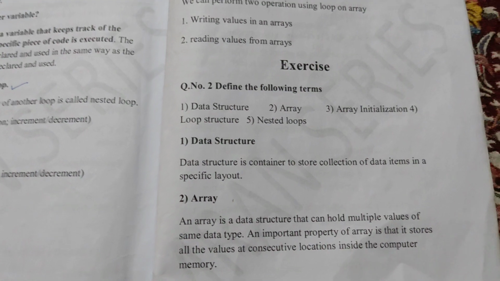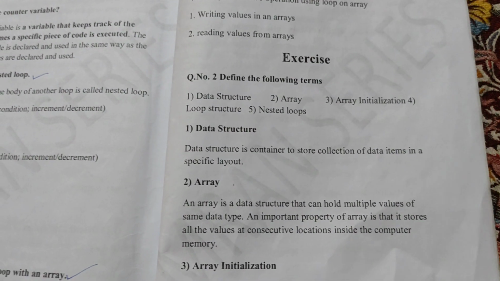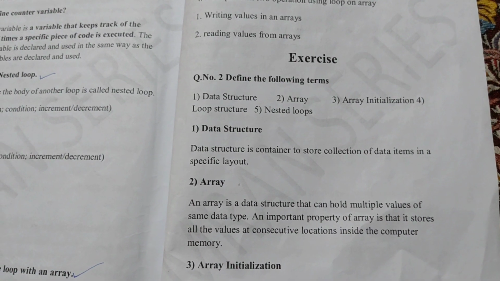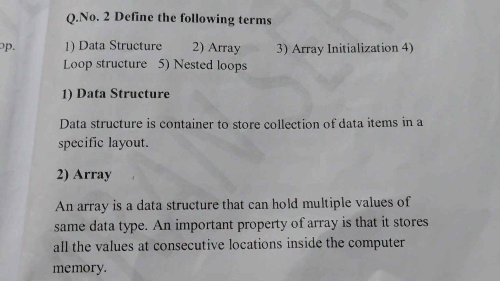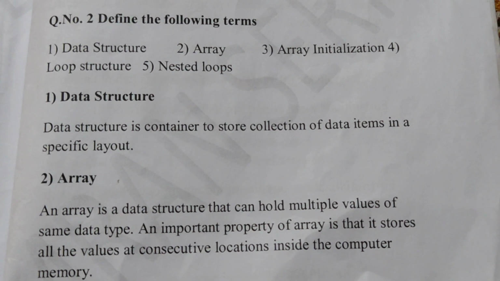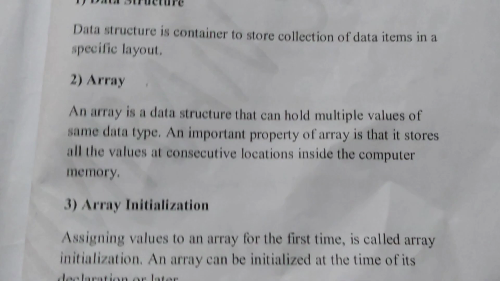So the exercise is question number 2, define the following terms. Number 1, data structure, array initialization, loop structure, nested loop. Number 1 is data structure. Data structure is a container to store a collection of data items in a specific layout.